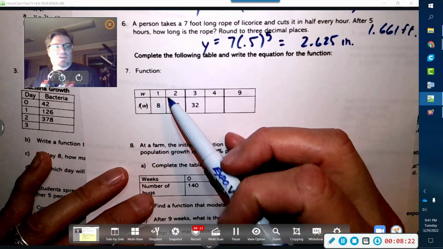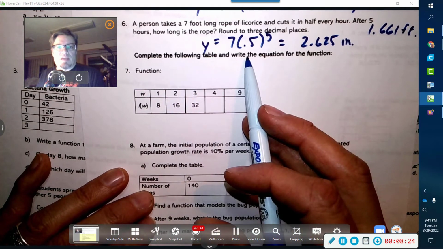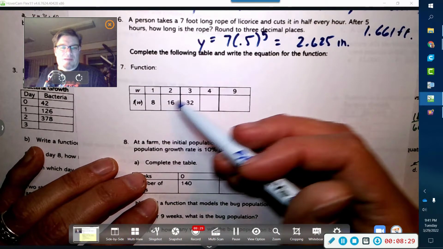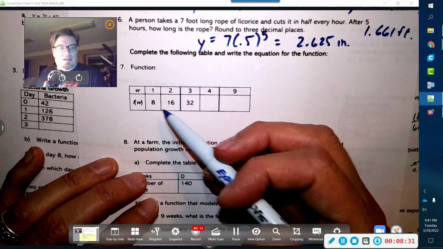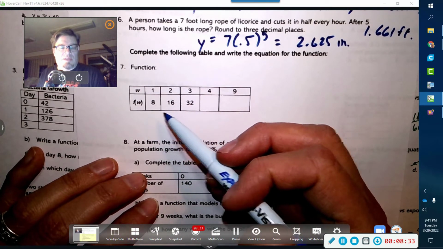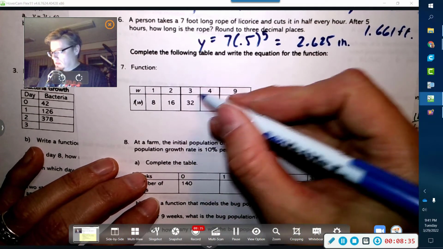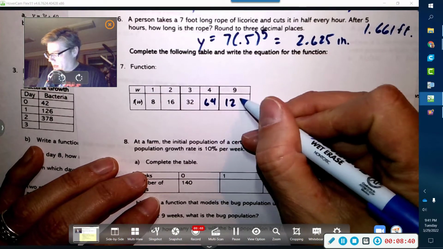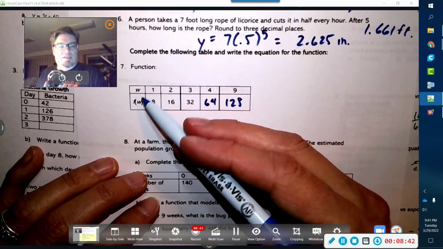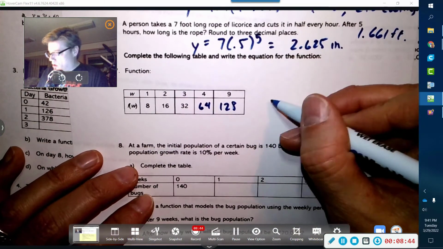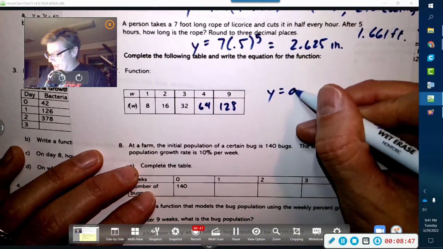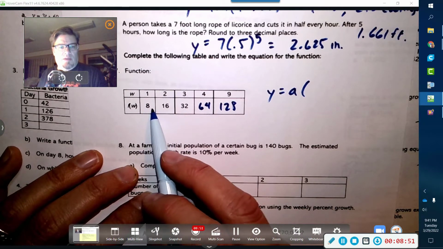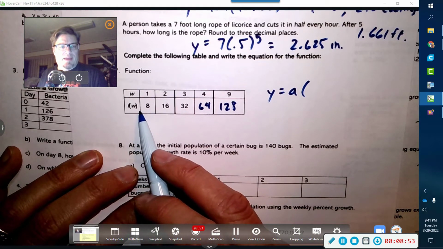All right, function. We got this. We want to complete the following table and write the equation for the function. Okay, same thing. We've got some points here, and if I analyze how these change, it looks like they're just doubling. So that's 64, and then 64 times 2 is 128, okay? So now let's think about how this would work. I know that y equals a times, well, actually, I could go backwards, right? If I'm just doubling, why don't I just divide this by 2, and I get 4.